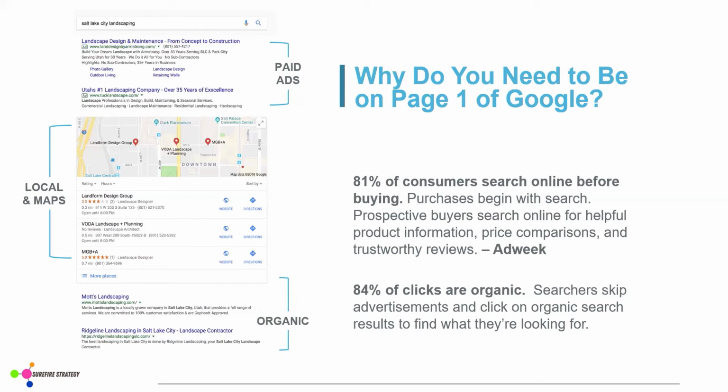The vast majority of clicks that happen are not only on the first page, but they're actually on the organic rankings. Now, the organic rankings are a little bit lower on the page. They're not sponsored or anything like that. They're simply listings with a title and a description.